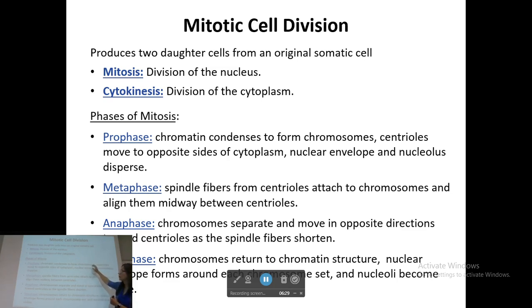The centrioles, if you remember from the parts of the cell, are the cylindrical organelles in the cell that are made up of protein, and those centrioles are going to move to opposite sides of the cell.